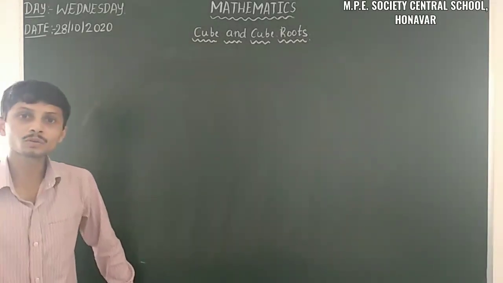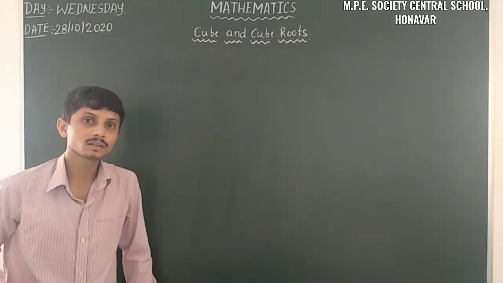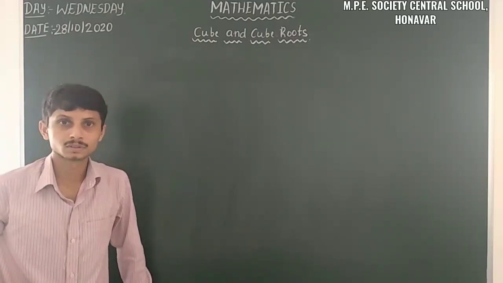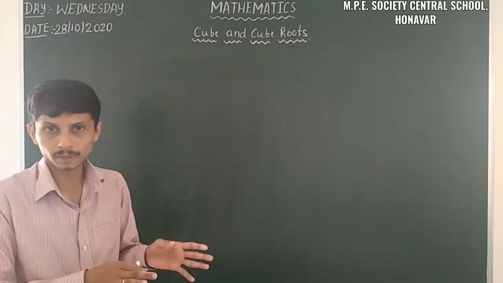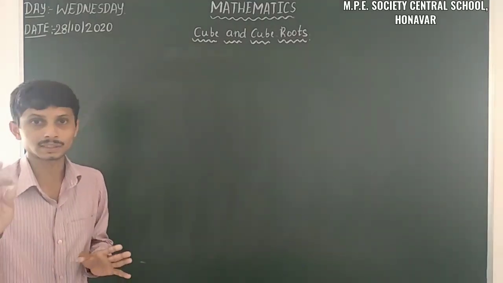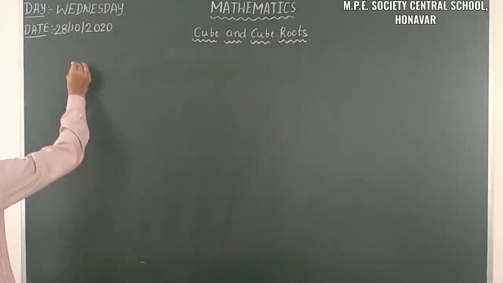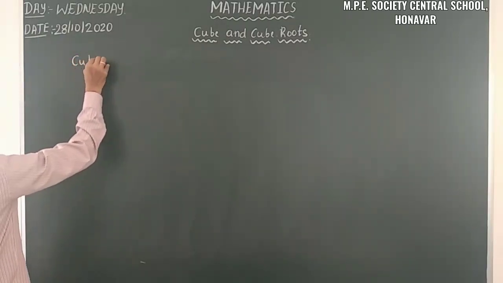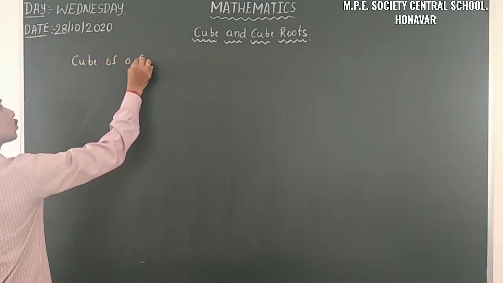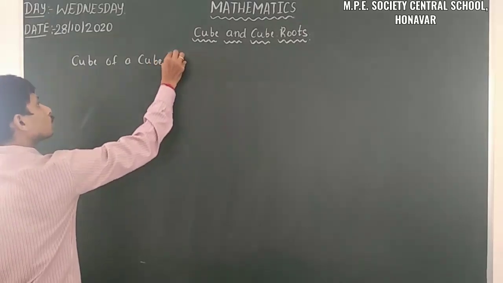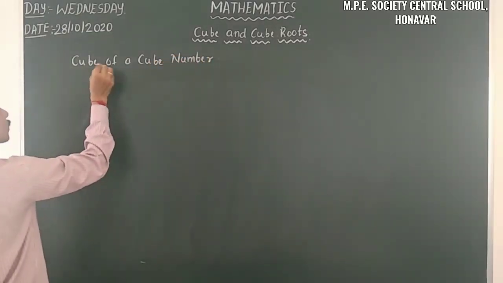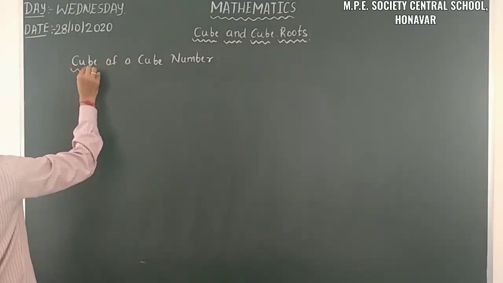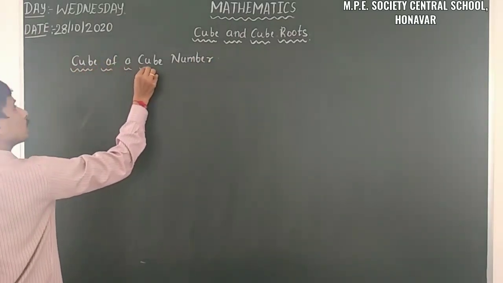For that we have to know at least 10 cube numbers and the cube roots of those. You have to know that initially. So that one is the cube of a cube number.